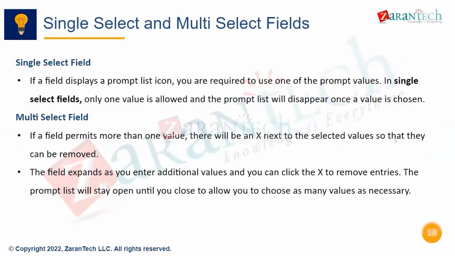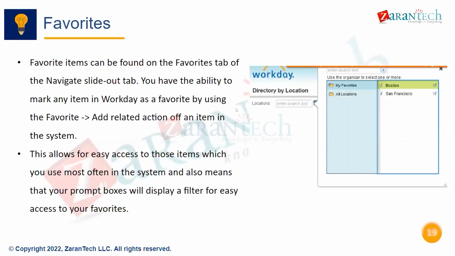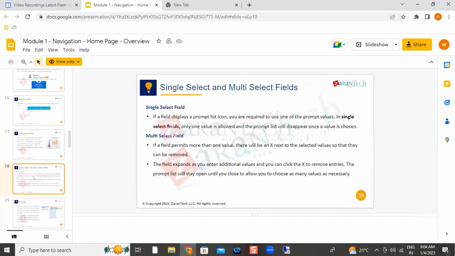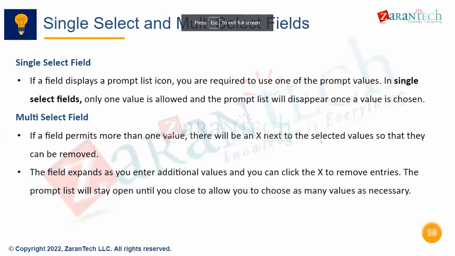Okay, so single select fields, multiple select fields, it all talks about the prompt icons. If it is having a single value, it shows up a single value. And if it is having multiple values, it will show up multiple values. You can select among them, or you can also remove them. We can talk about this in depth later on.